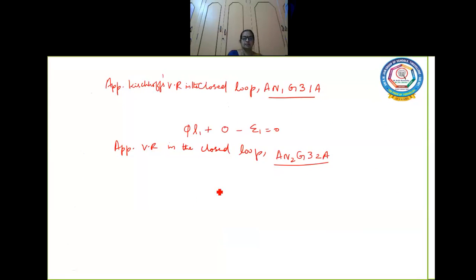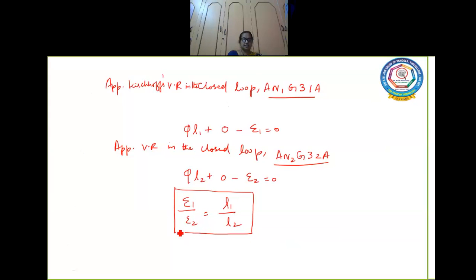So what will be the equation now? You have phi L2 plus 0 minus psi 2 equal to 0. So when you compare these two equations, I have psi 1 by psi 2 equal to L1 by L2. So as I said, the potential difference depends on the balancing length.